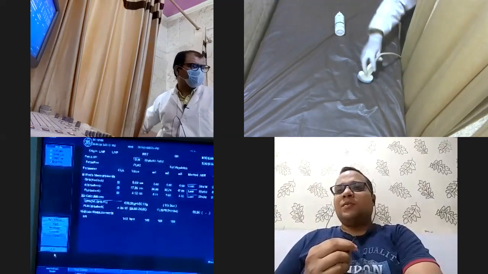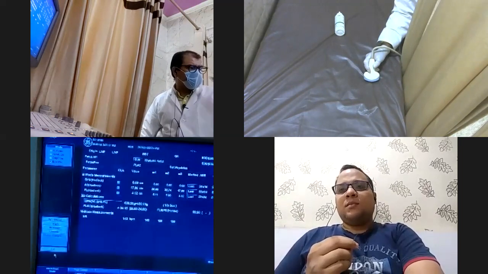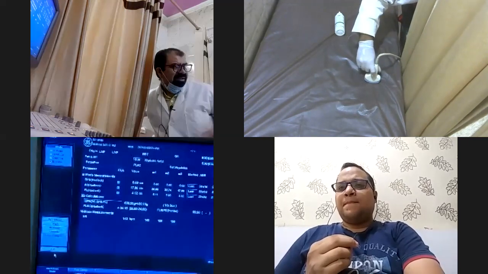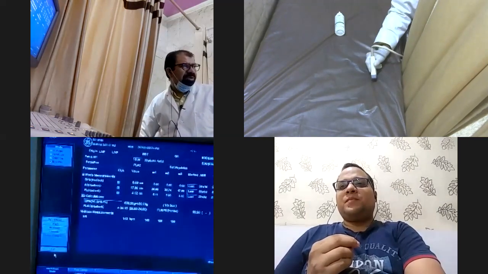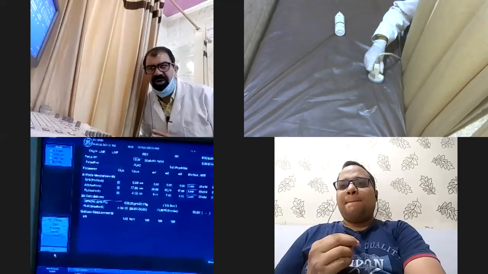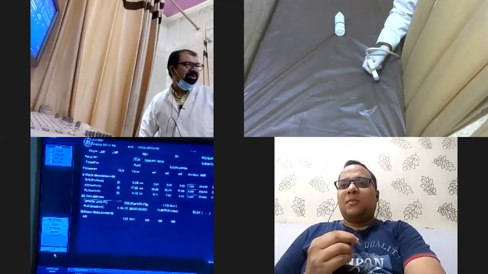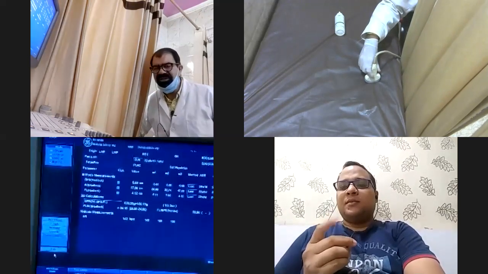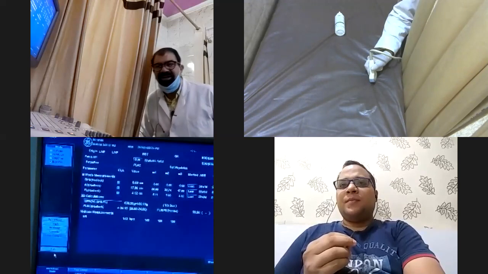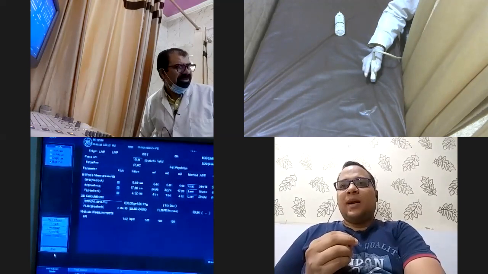Now, point number two. I have to rotate the probe to take the longitudinal section. I am rotating the probe like this to take the longitudinal section. Is it clockwise or anti-clockwise? It is clockwise. The marker should be facing towards the patient's head. It means that I have to take the clockwise rotation like this. Then this probe marker will go towards the patient's head. Very good.